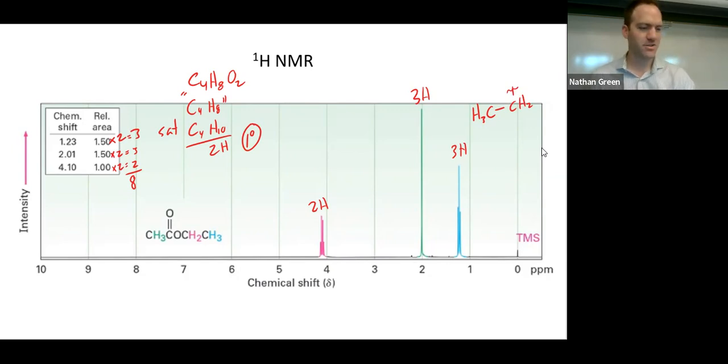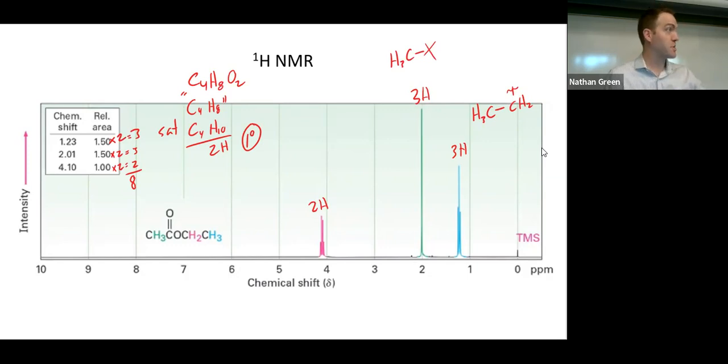Natalie, tell me about this signal in green. Natalie. It's a singlet, so what does that tell you? And how many protons are in that signal? 3. It's a CH3 with no neighbors. How do you get a CH3 to have no neighbors?